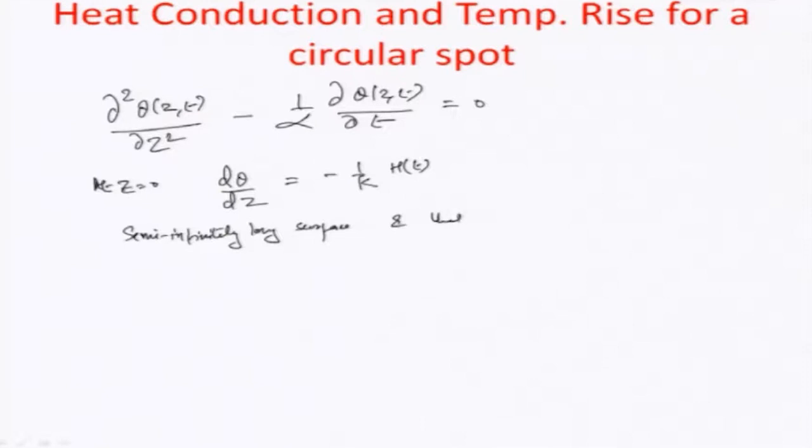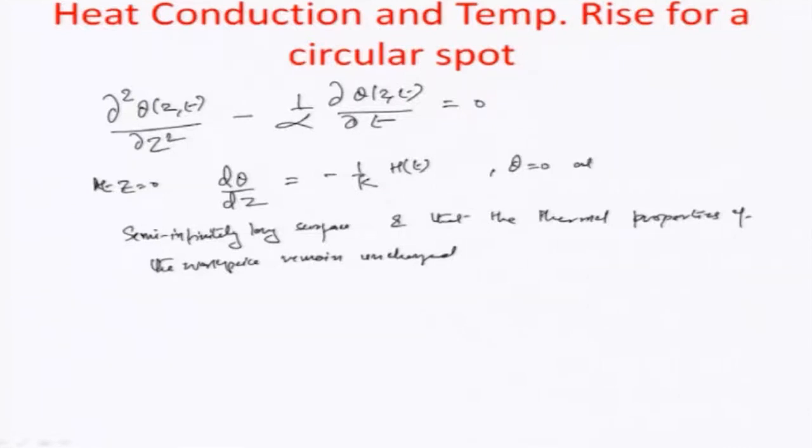and that the thermal properties of the workpiece remain unchanged, and assume theta equal to 0 at time t equal to 0. Now, this is actually the baseline temperature, which is actually the room temperature, about 24 degrees or so, but we assume that to be the baseline, and so theta can be equated to 0 at time t equal to 0.